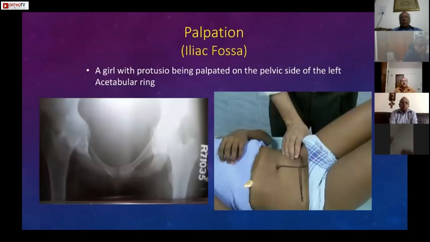Continuing the palpation further, always palpate the iliac fossa. You may find a cold abscess there, or sometimes in cases of protrusio acetabuli, when because of a disease, the acetabulum has protruded inside, one may be able to palpate the protruded acetabulum from the iliac fossa if the patient happens to be a thin patient.